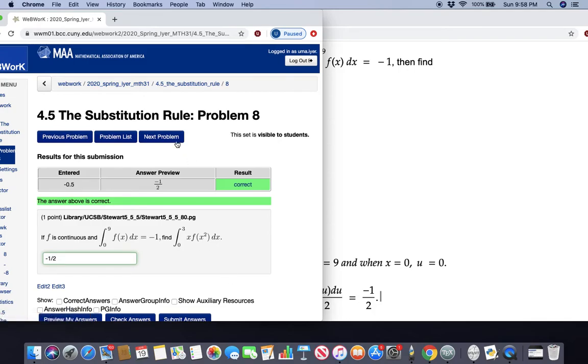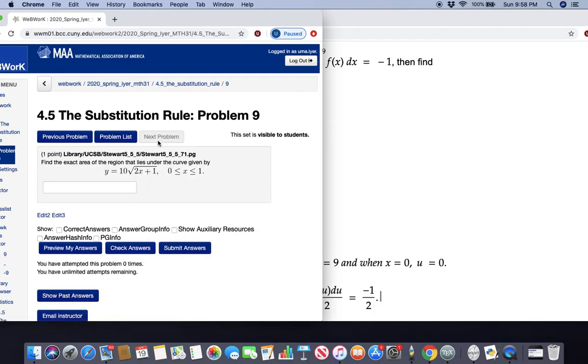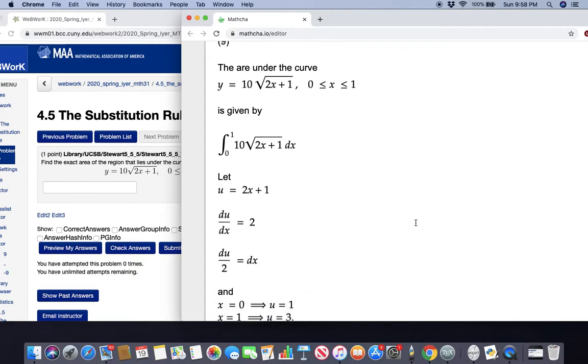All right. Next problem. This is the last problem of our section. Find the exact area of the region that lies under the curve given by y equals 10 square root of 2x plus 1, from 0 to 1. Exact area. That's exactly what it means to say find the definite integral. The area under the curve y equals 10 square root of 2x plus 1 from 0 to 1 is exactly the definite integral from 0 to 1 of 10 square root of 2x plus 1 dx.